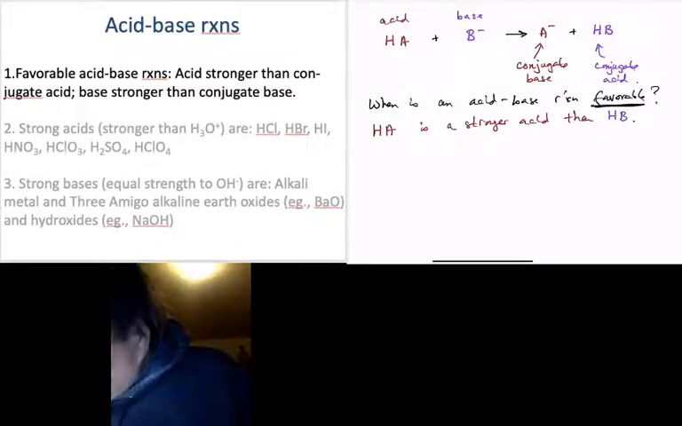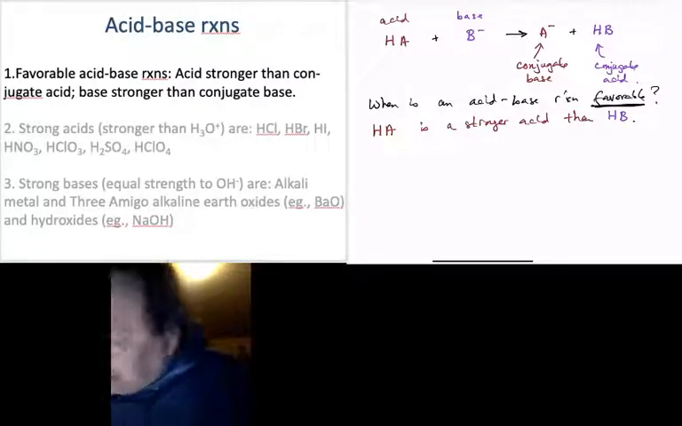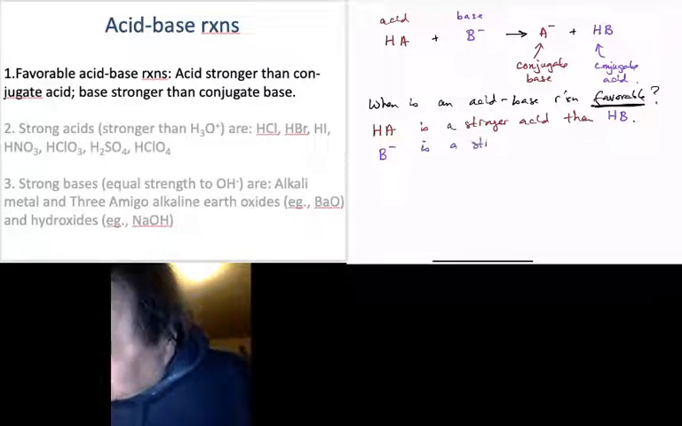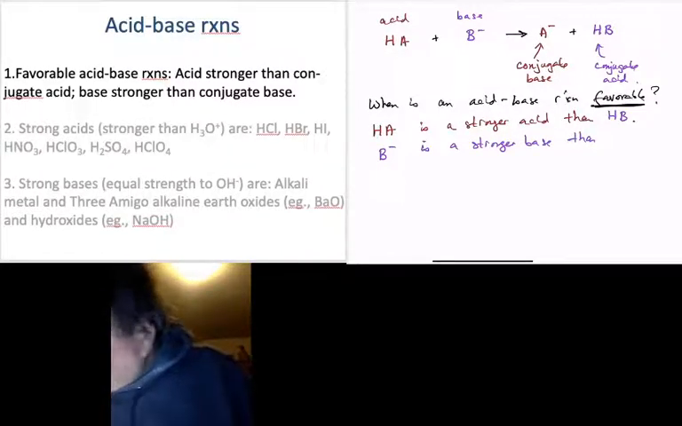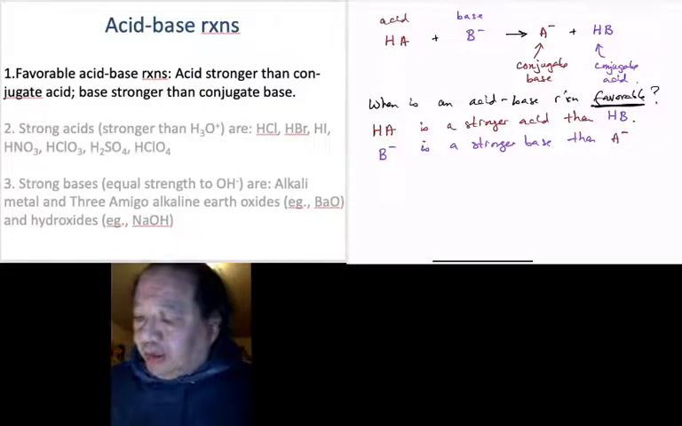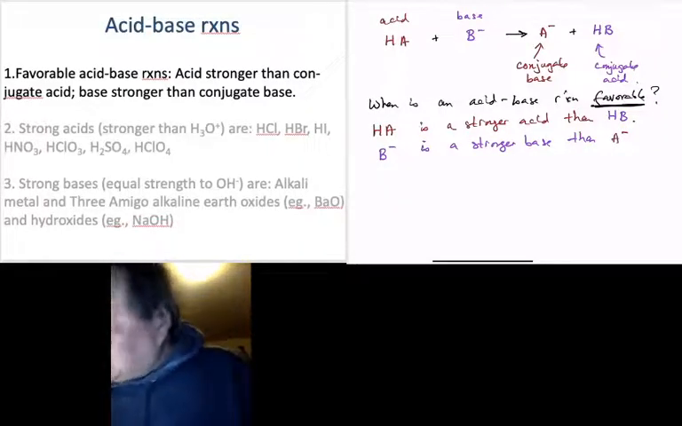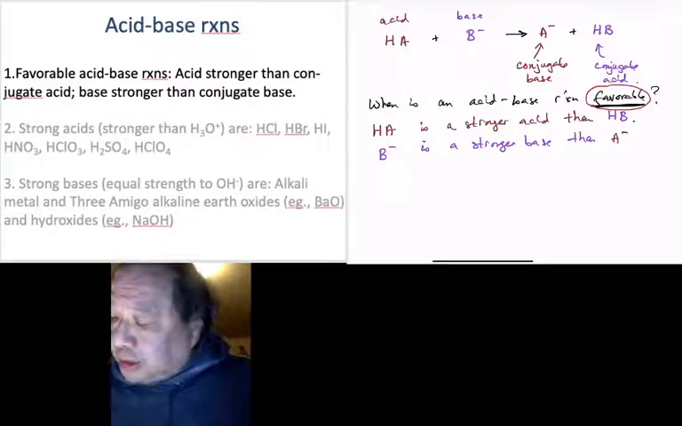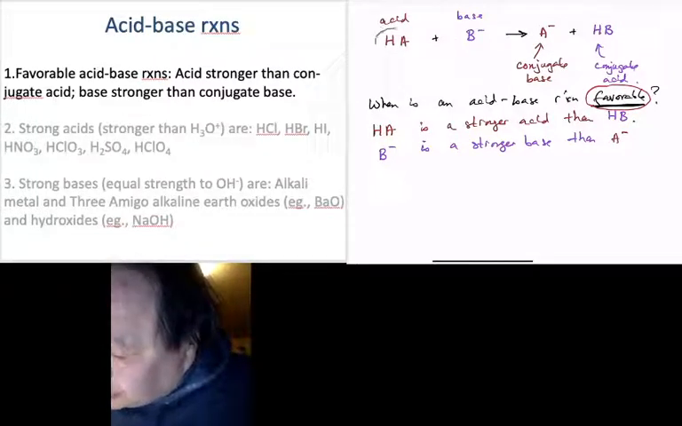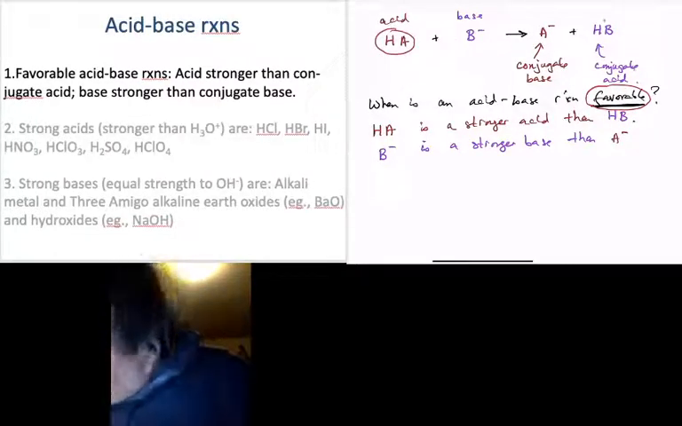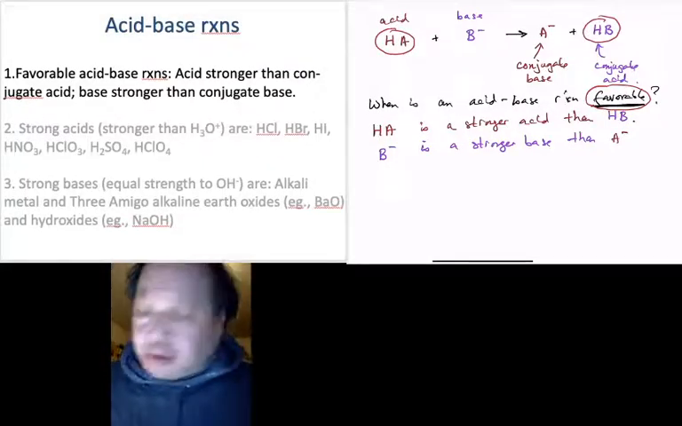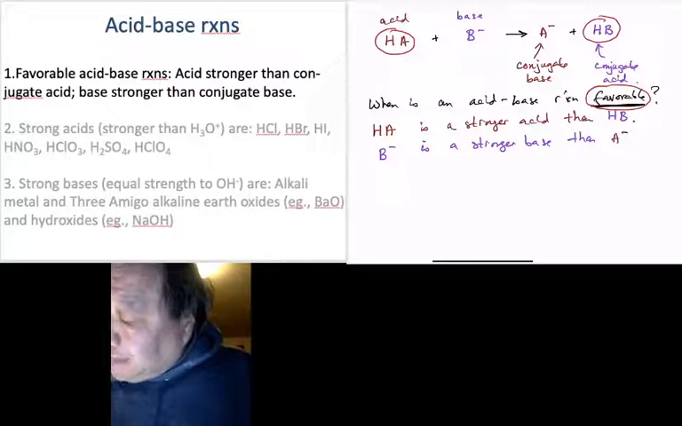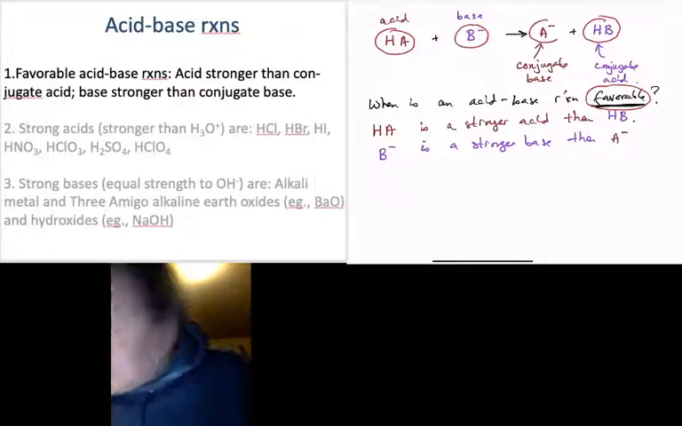And equally true, you can look at the bases. If B minus, the base, is a stronger base than A minus, then if the base is stronger than the conjugate base, then again, the reaction is favorable. So the rule is an acid will turn into a weaker acid in a favorable reaction. In a favorable reaction, a base will turn into a weaker base.